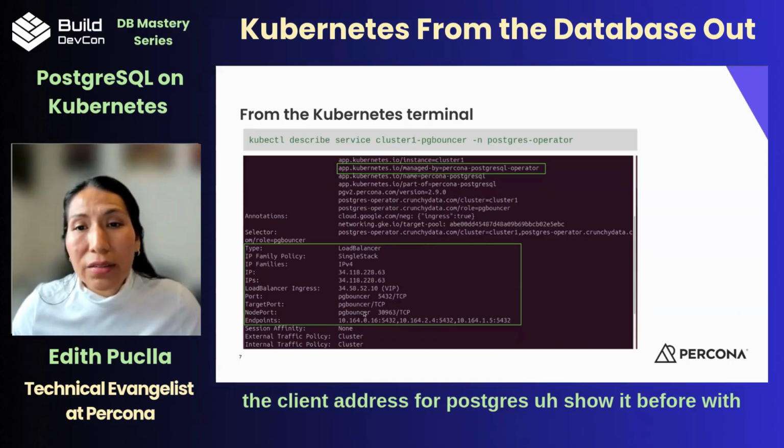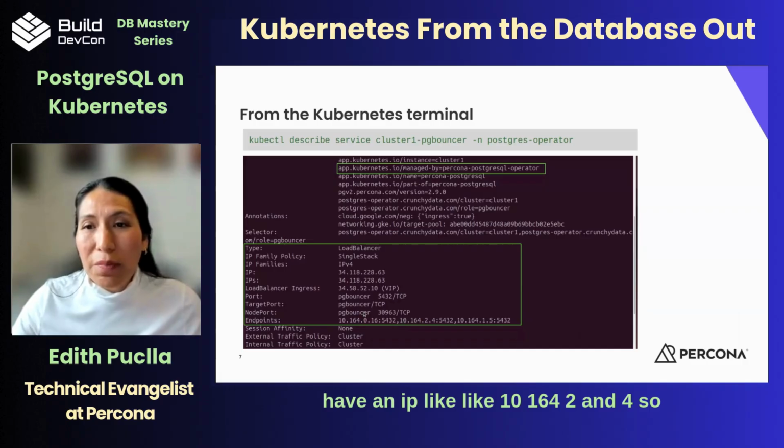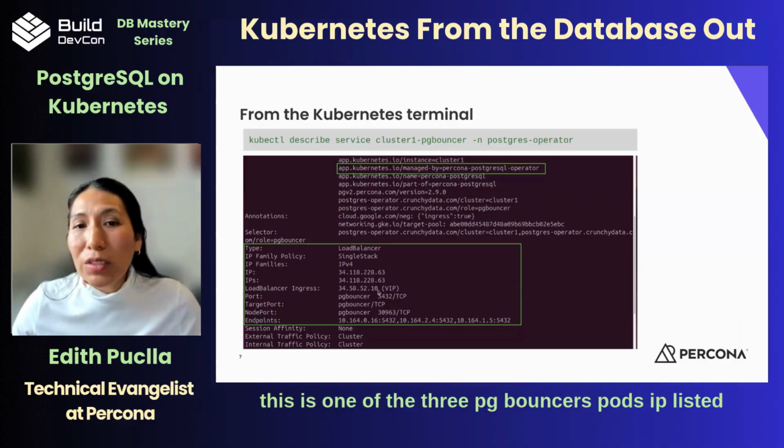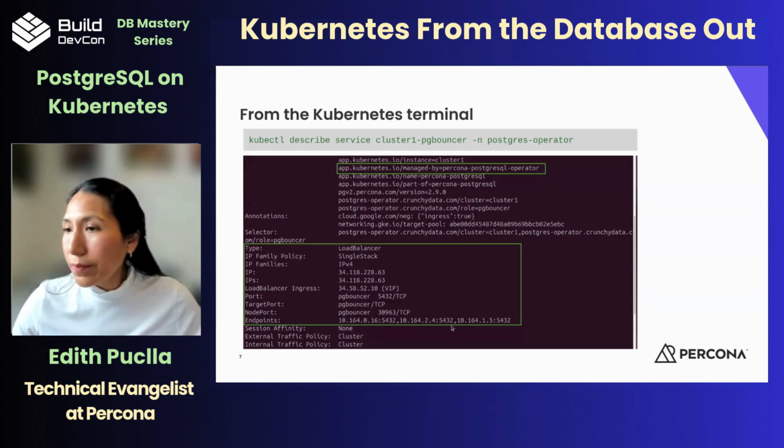Remember the client address for Postgres shown before with pg_stat_activity. There we have an IP like 10.164.2.4. So this is one of the 3 PgBouncer pod IPs listed in the endpoints. This one.